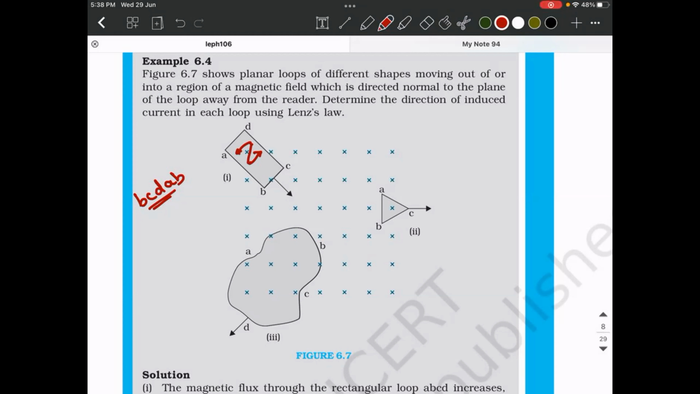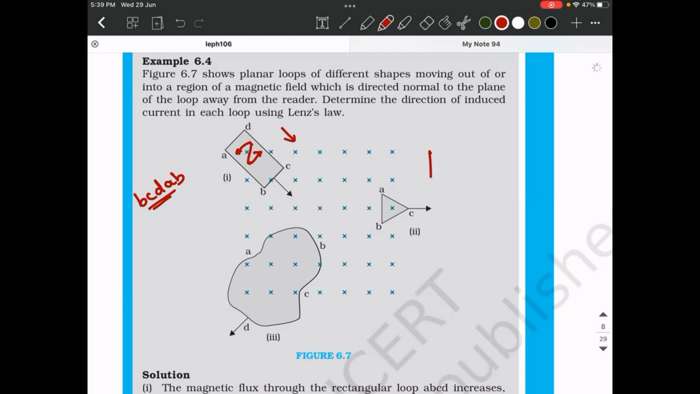Is it clear or not? Yes. So using the same logic, but before that, those who are online, I hope you understood, right? Sir, can you repeat how is flux increasing? Because the coil is moving into the magnetic region. See, when the coil is here, what are the number of field lines through it?